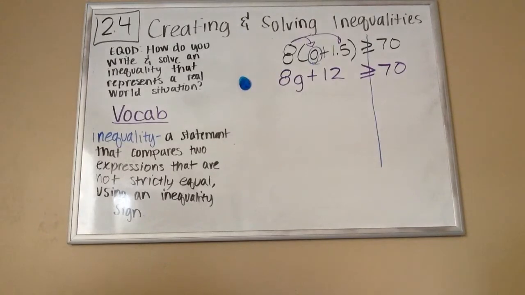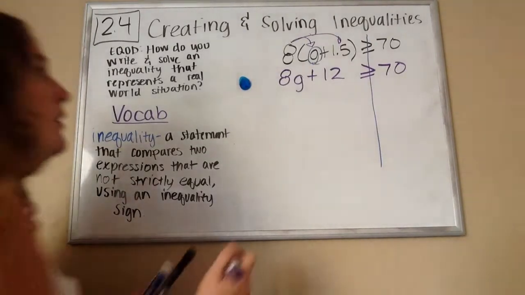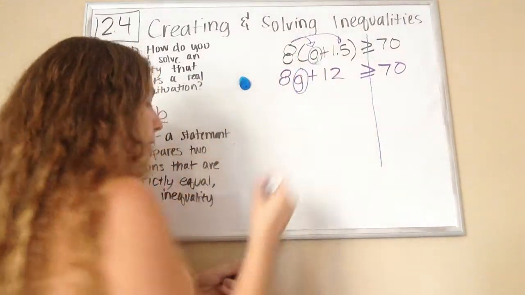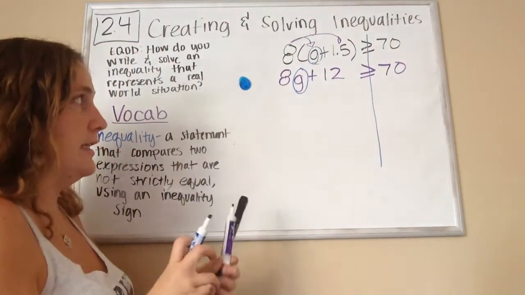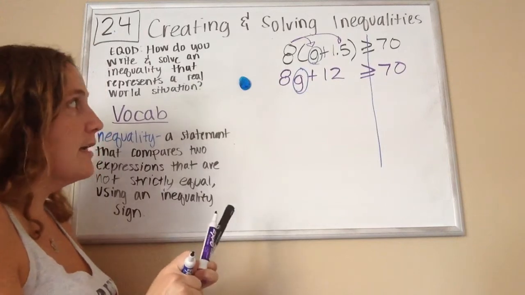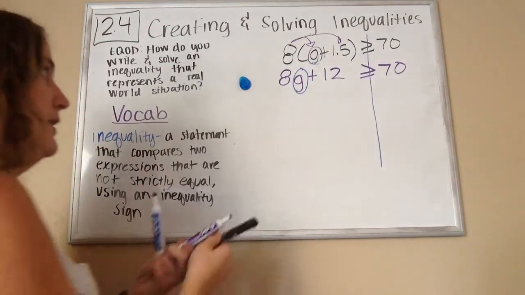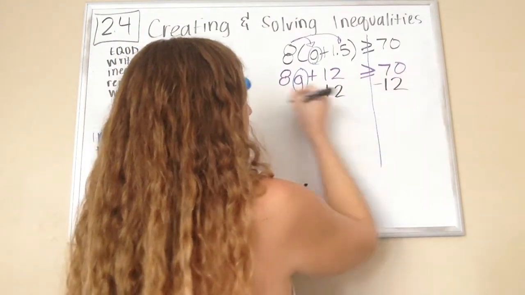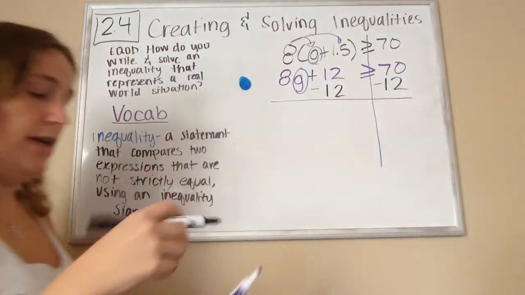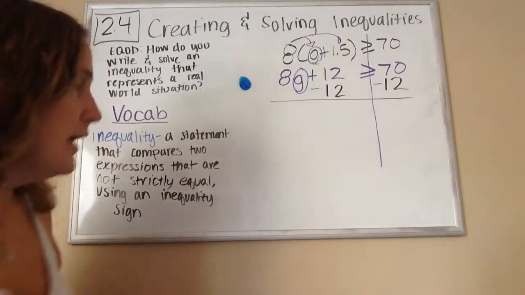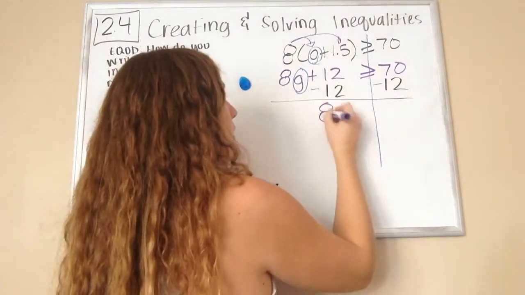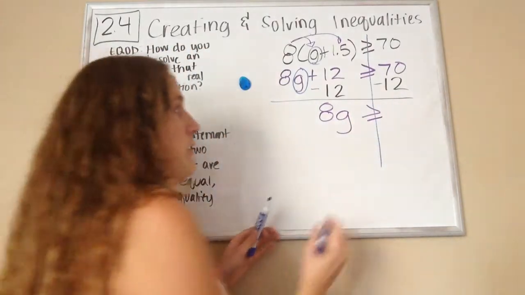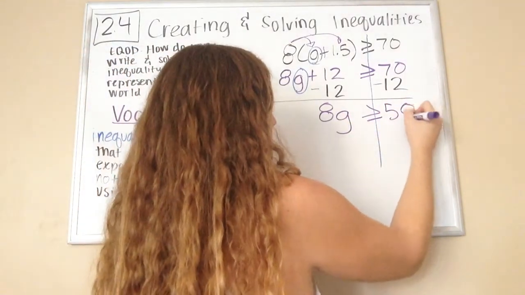And then we still need to get this g by itself. That's still part of our expression. We're still treating it like it's an equal sign in the middle. So our next step is the same thing it would be if there was an equal sign. So we are going to subtract 12 on both sides. And what we get when we do that is 8g is greater than or equal to 70 minus 12, we get 58.